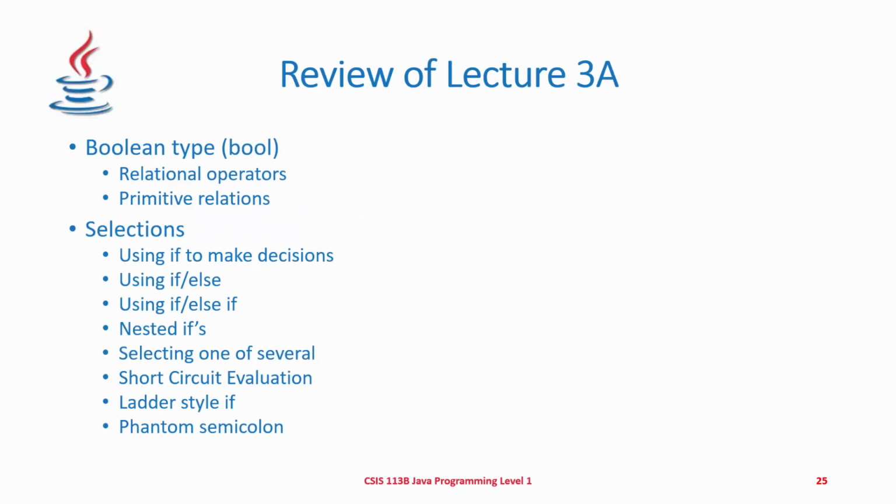So to review the lecture that we just completed, we took you through the Boolean types. We talked about relational operators and primitive relations. Then we jumped into selections. We showed you how to make an if, an if-else, and if-else-if. We talked about nested ifs, selecting one of several, the more efficient way of doing that using the else-ifs, short circuit evaluation, ladder style ifs, and the phantom semicolon. Don't add a semicolon at the end of a conditional expression.